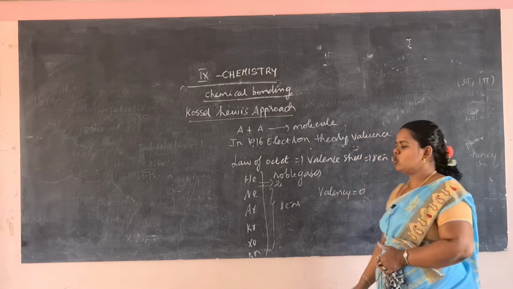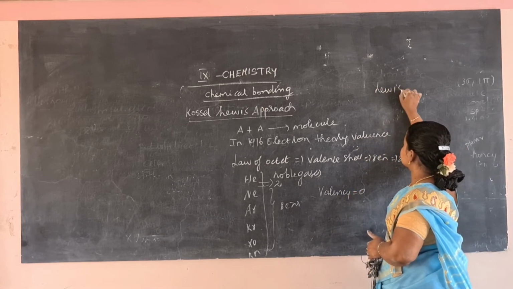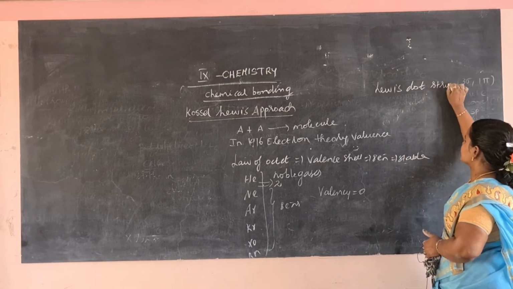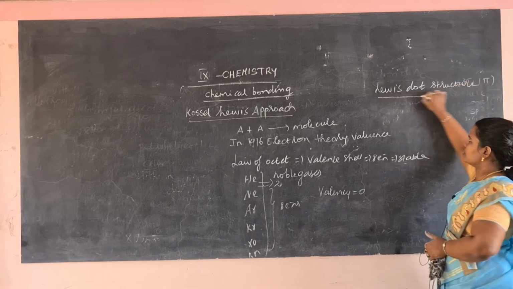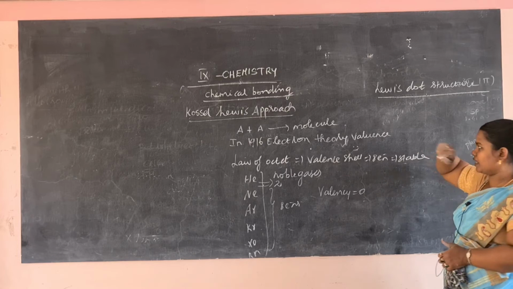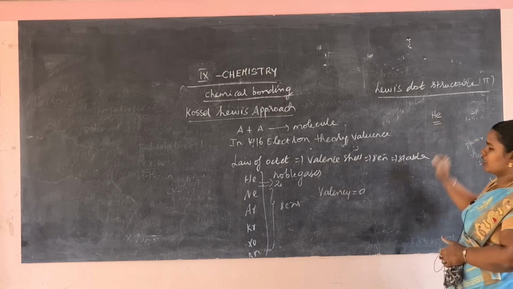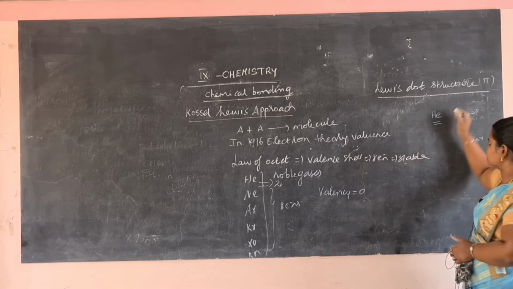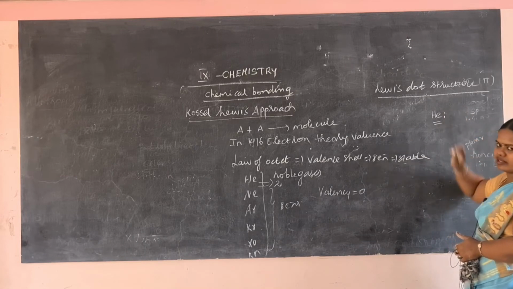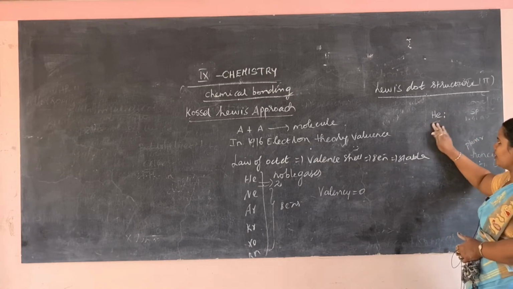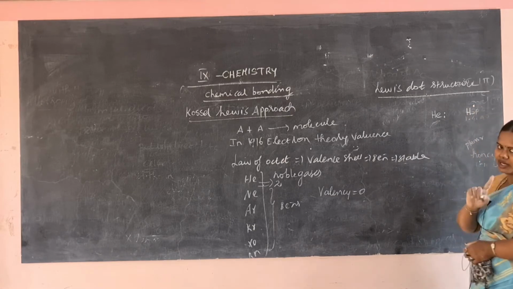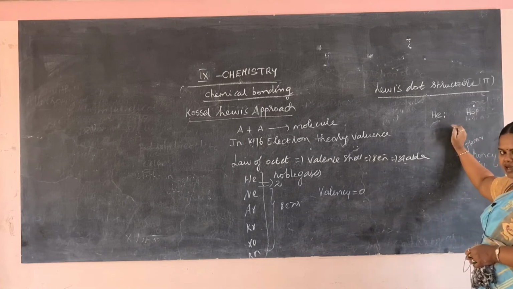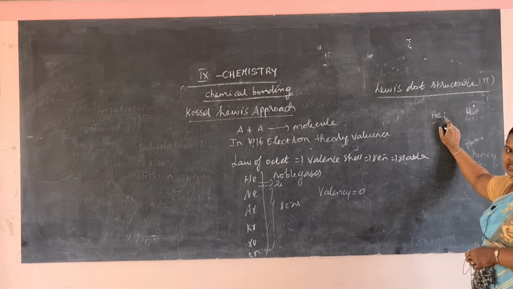Then the Lewis dot structure. The electrons present in the valence shell are represented using the Lewis dot structure. For example, helium has 2 electrons, atomic number 2. If it contains a paired electron, it is represented by 2 dots. For hydrogen there is only one unpaired electron, so 1 dot. If the electron is alone, not paired, we put 1 dot. If there is a pair, 2 electrons, we show 2 dots like this.